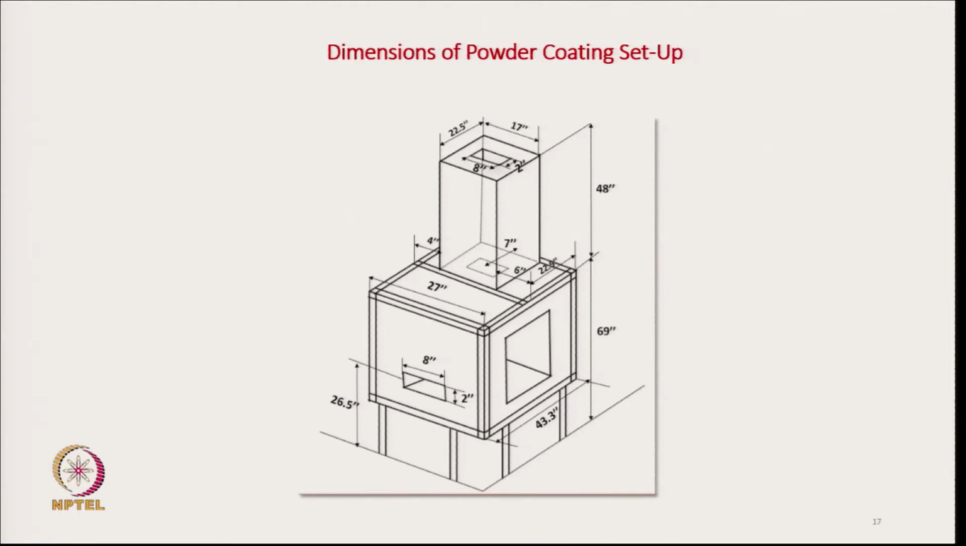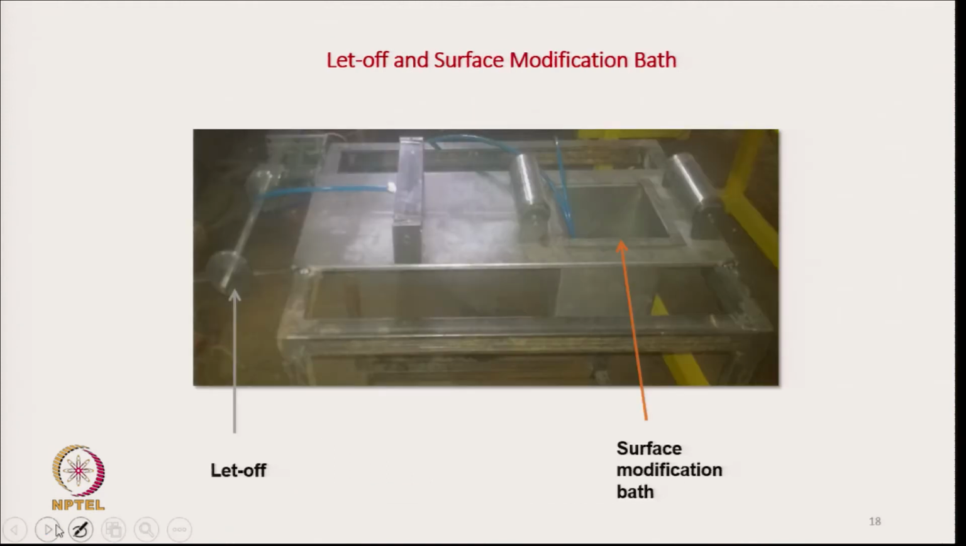Now, if we see the dimension of the system, this is the dimension here, this is the entry point and this one is the hot air oven and this is the chamber, this chamber is the coating chamber. Okay.